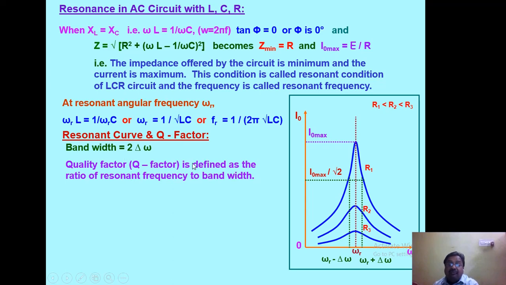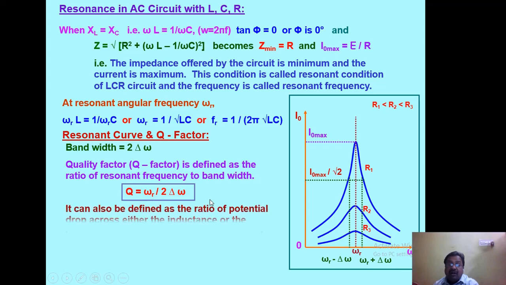Here, the quality factor or Q factor is defined as the ratio of resonant frequency to bandwidth, omega r divided by 2 del omega. So Q equals omega r division 2 del omega. Omega r may be 2 pi fr, where fr is your linear frequency.